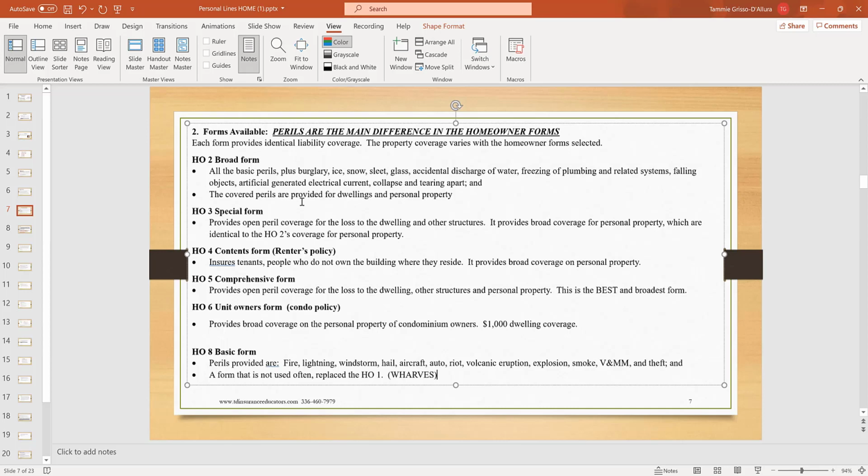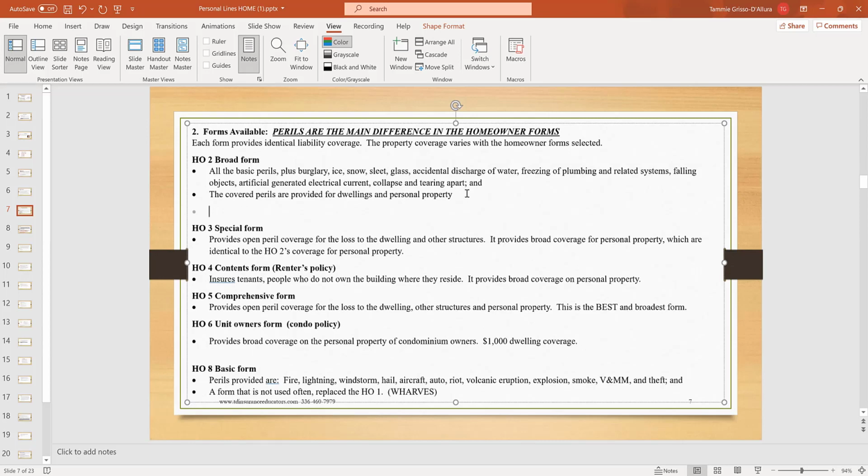Now, the covered perils are again for your dwelling and personal property for all of them. The way I always tell people to remember these types of perils is to use the acronym BIG EFFECT, because that will help you remember these perils. So B is burglary, I is ice, snow, sleet, G glass, accidental discharge, freezing, falling objects, artificial electrical current, collapse and tearing apart. Just a great way for you to memorize those.